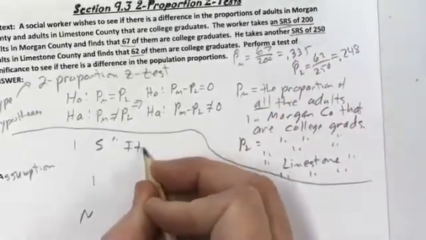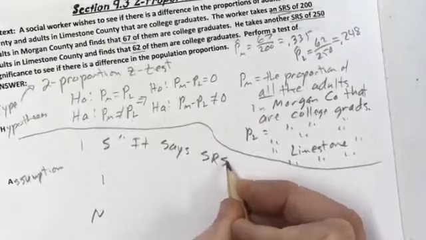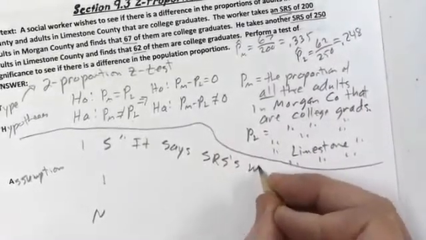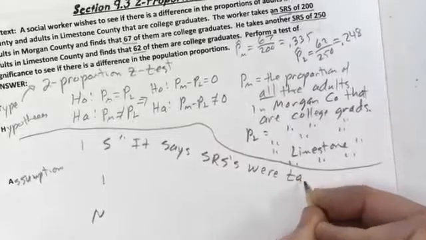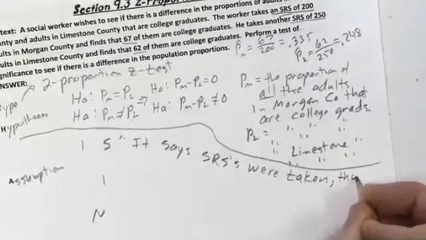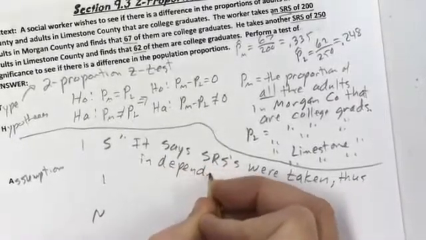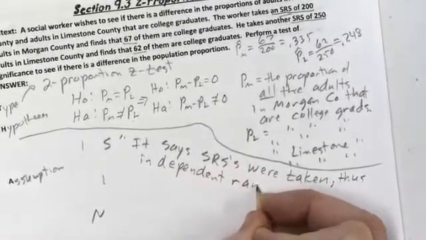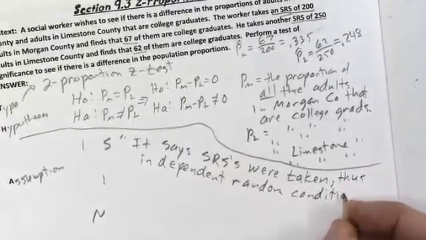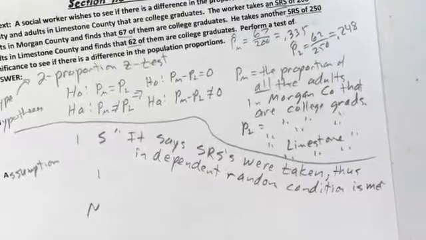SRSs, plural, please put plural. SRSs were taken. Of course, it could say random samples were taken, and that's fine. So thus independent, random condition is met. So hopefully you're getting used to these conditions or these assumptions.